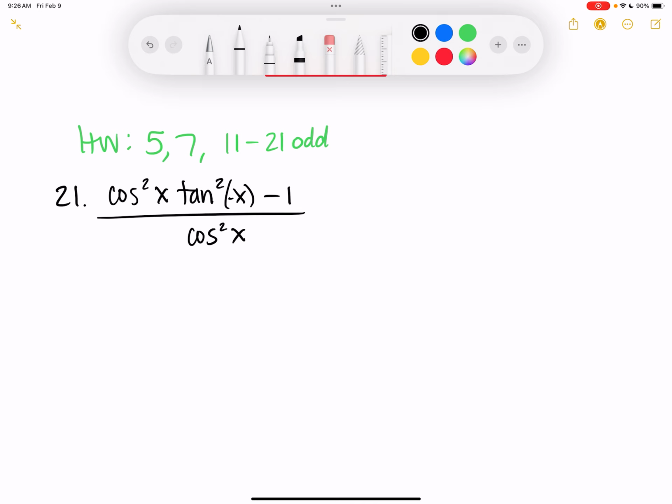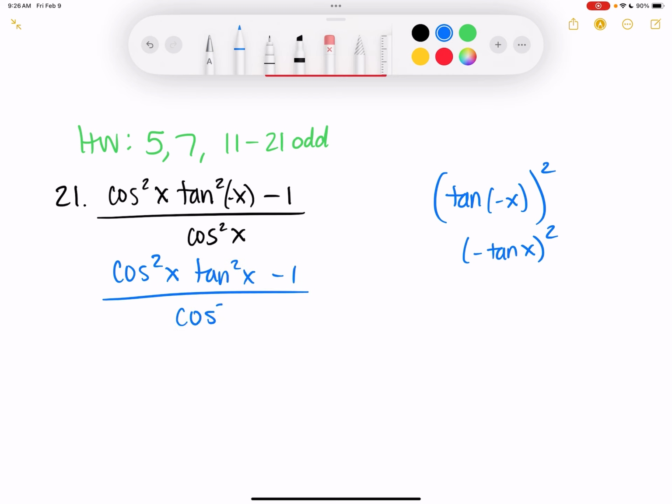x. Okay, so let me just do this off to the side over here. The tangent of negative x, that whole thing is being squared because that's equivalent to what's written here. So then this would be negative tangent of x squared. When you square that, the negative sign goes away. Tracking? Okay. So this is going to become cosine squared of x, tangent squared of x, minus 1 over cosine squared of x. So now I can rewrite tangent as sine over cosine.